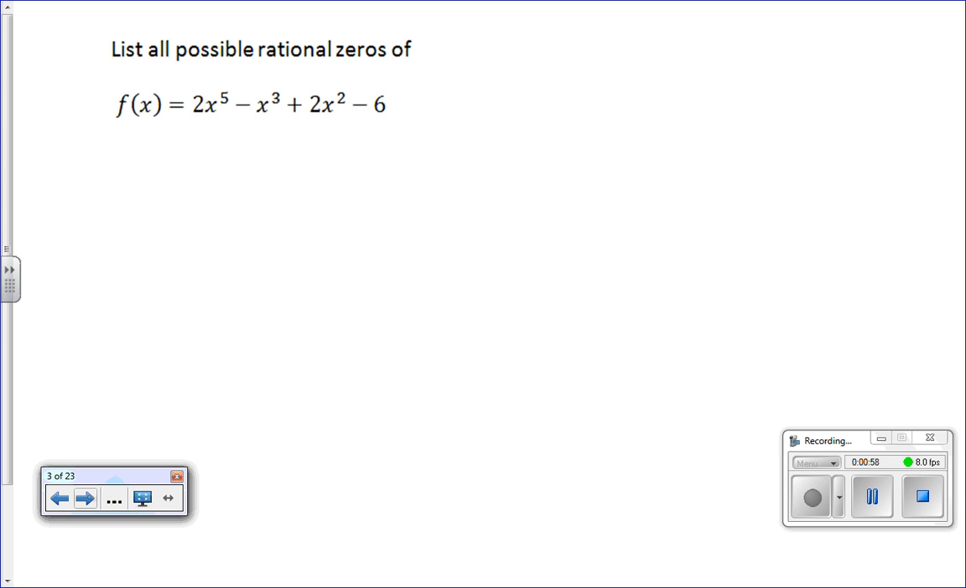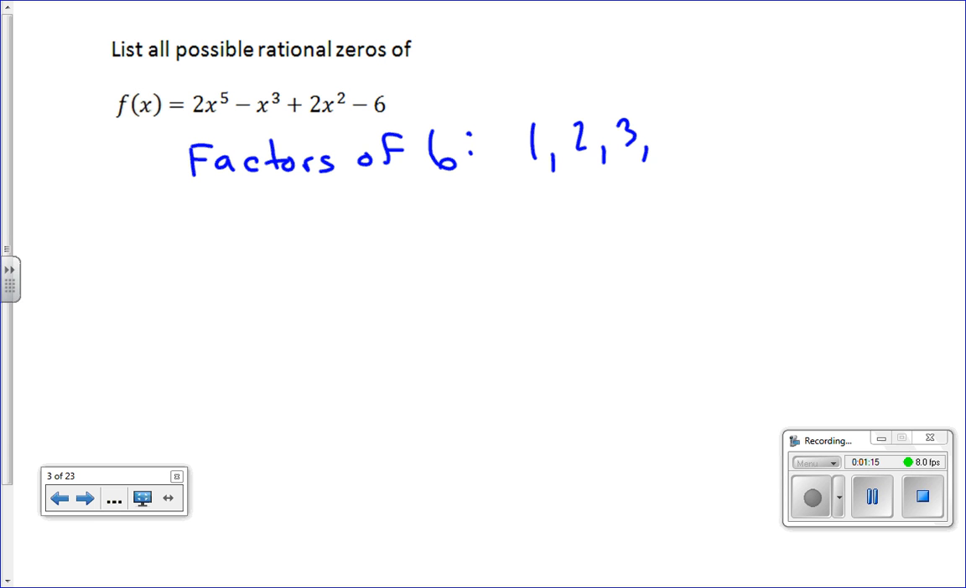So here's a good example. Here's a polynomial. What I want to do here is find factors of negative 6. Actually, let's not worry about the negative right now. Factors of 6 are 1, 2, 3, and 6. I will then find factors of 2, which is the leading coefficient, and that's simply 1 and 2.